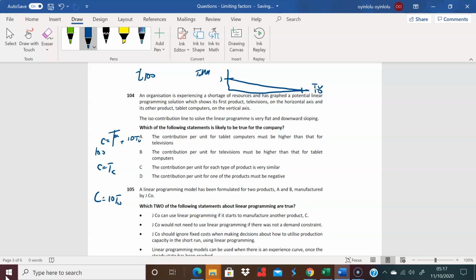So in effect, it means that the contribution from my tablets must be higher than for my television, and so the answer is A. But I think it's always a good idea to always put in some actual figures to help you arrive at the right answer.